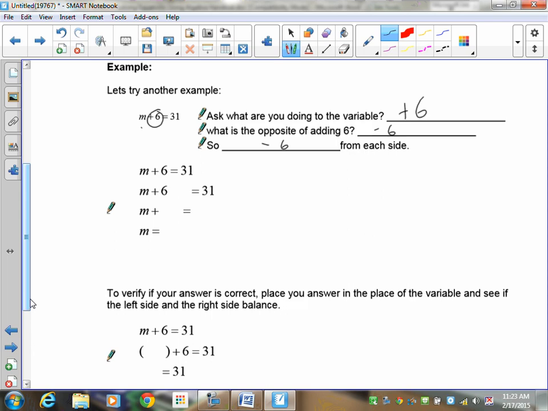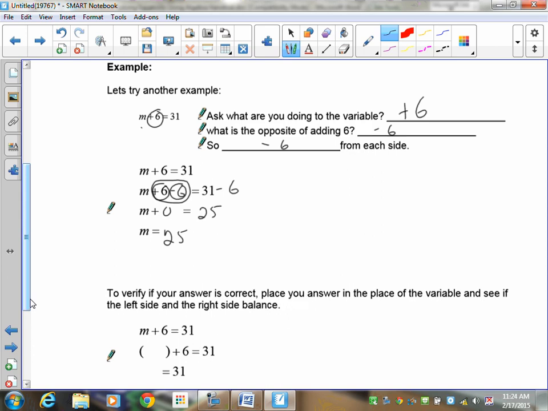Well, you're going to put your equation down. M plus 6 is equal to 31. And then you're going to take 6 from both sides. And a positive 6 and a negative 6 become 0. And 31 take away 6 is 25. So we know that M is equal to 25.